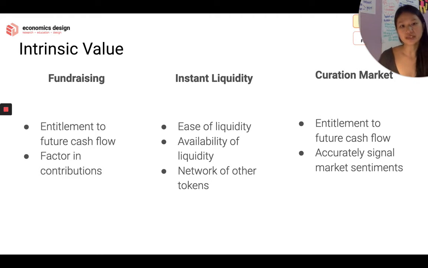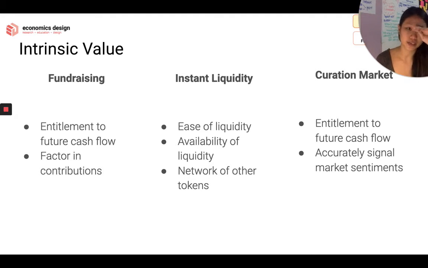The second one is instant liquidity. So the intrinsic value comes from ease of liquidity. It's almost instant. The availability of liquidity is also instant and constant, because it's always going to be available. And lastly, it's the network to other tokens. So when you can liquidate something on Bancor, you can take that and buy other kinds of tokens that are available in the entire Bancor ecosystem, which is very interesting and adds a lot of value to joining the Bancor system. Otherwise, if you're just in the Bancor ecosystem and you can only liquidate one token, and you can't do anything else with that, it's a little bit pointless.